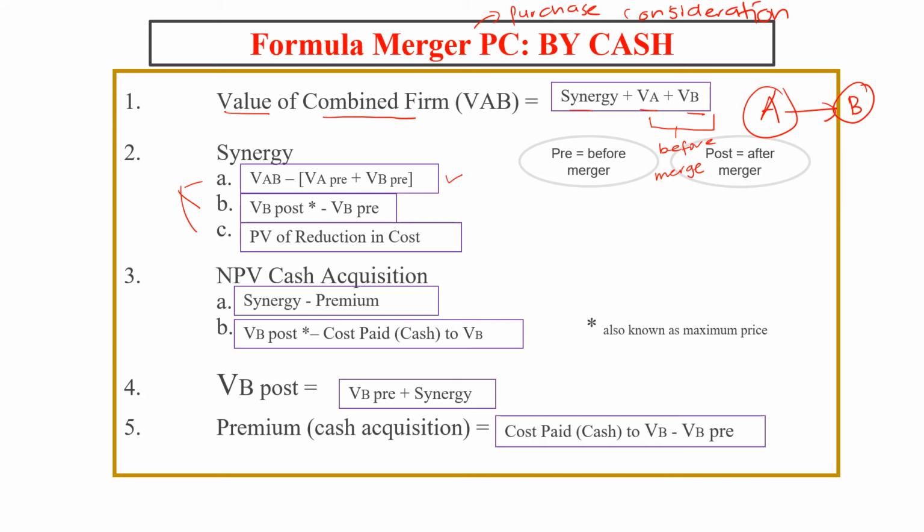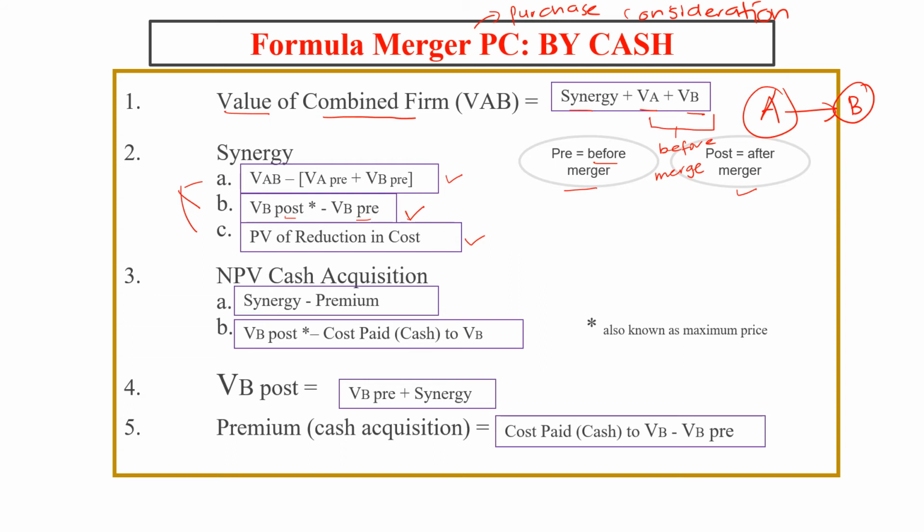So macam mana you nak dapatkan synergy? Dalam 3 cara. The first one, you can use this formula, or second one, by doing this formula. Apa beza post and pre? Post adalah after merger and pre adalah before merger. And then the PV of reduction in cost, maksud dia present value of the reduction in cost tu, contoh when the companies have merged, mungkin the cost of advertising also will be decreased, and then some of the employees will be terminated. So anything related to the cost of the two firms will be reduced.